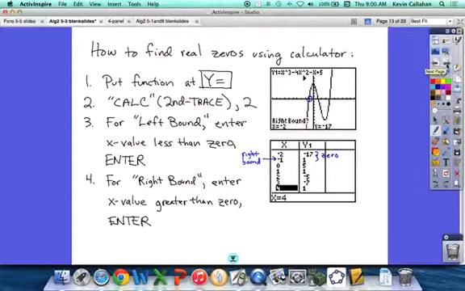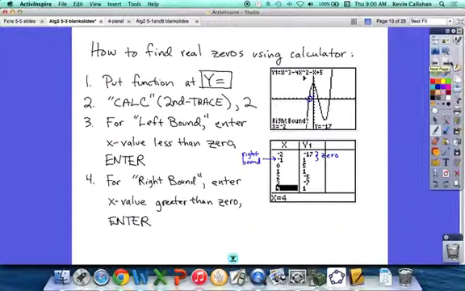You're going to see a screen that says right bound. Okay? It wants an x value which is more than the zero. So again, since we're looking for this one particular zero, I'm going to use -1 because in my table of values, I confirm that is to the right of the zero, right? It's in between those two. So hit -1, and then enter. So the left bound was -2, the right bound was -1. When you hit enter again, what does it say?